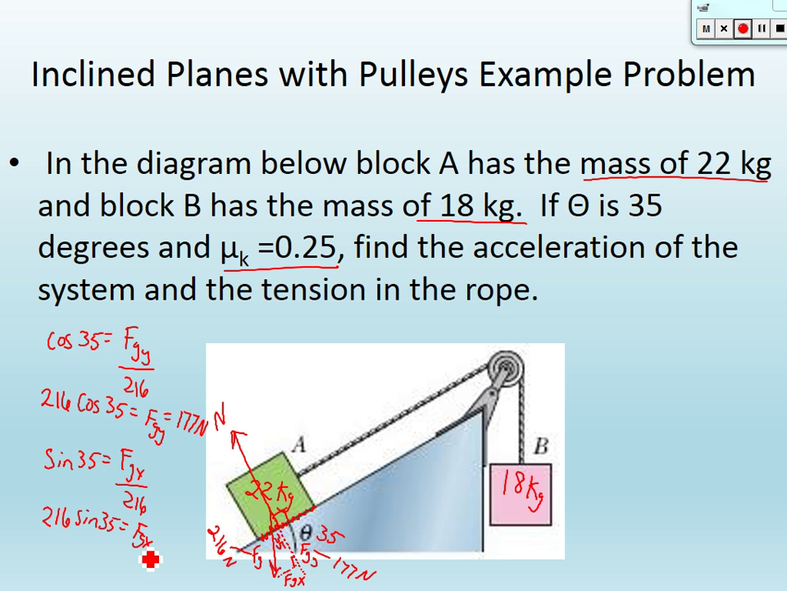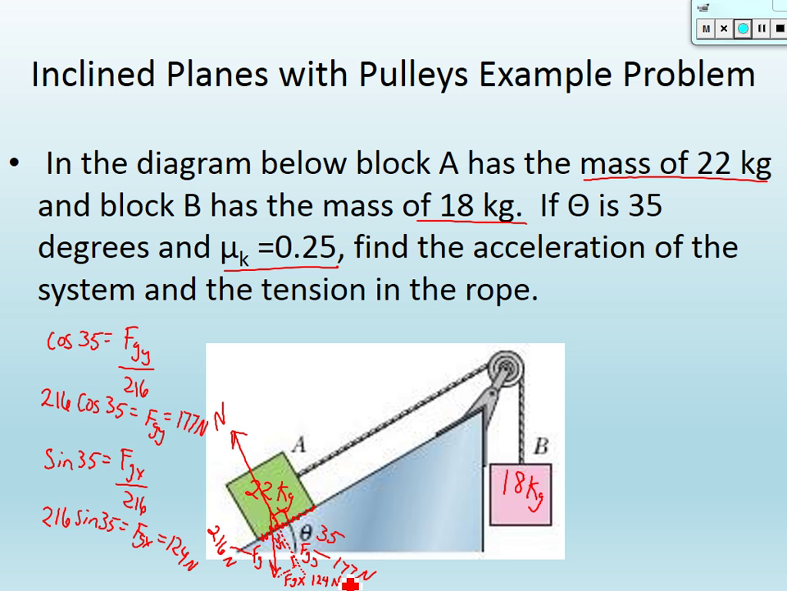Did you guys get 124? 124 newtons. I don't have much space here, but I'll try and write it. 124 newtons is FGX. Now that we got all the trig done with that triangle, the rest of it's pretty easy.